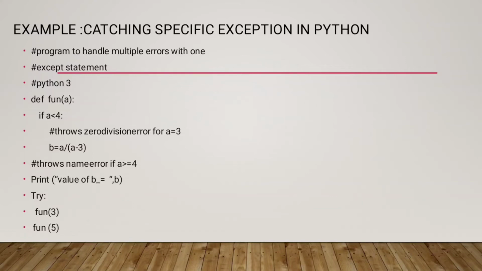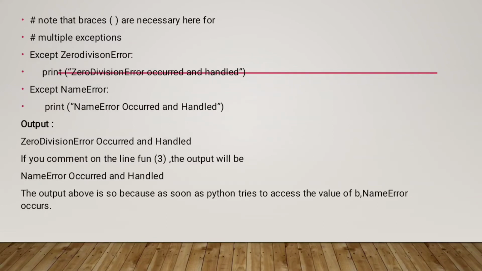So let's see the output. There is more code in it: except ZeroDivisionError, print ZeroDivisionError occurred and handled. Except NameError, print NameError occurred and handled. So the output is ZeroDivisionError occurred and handled. If you comment out the line fun(3), the output will be NameError occurred and handled.